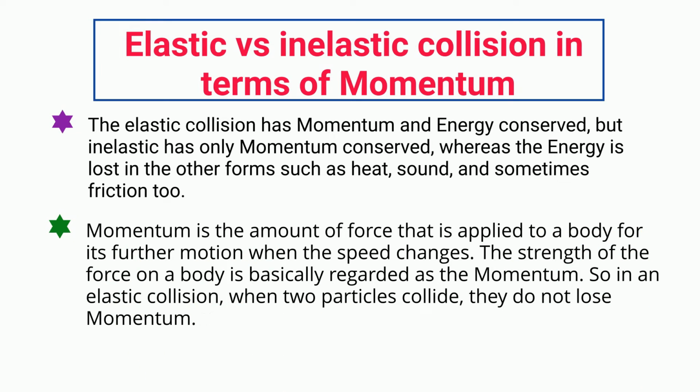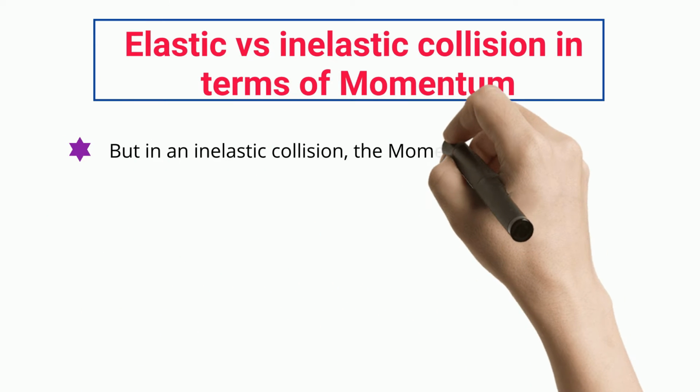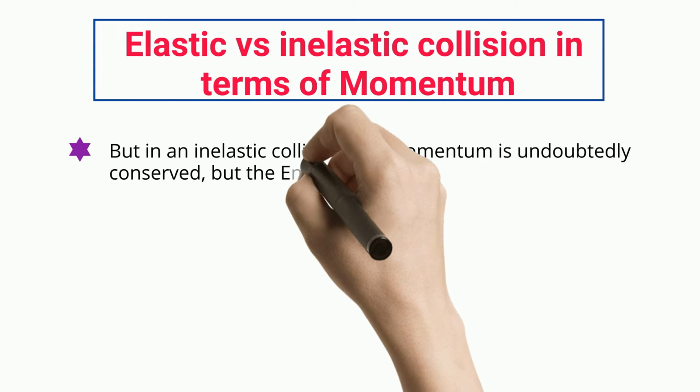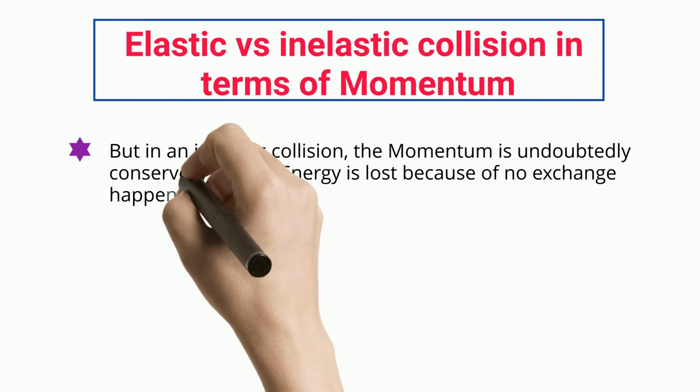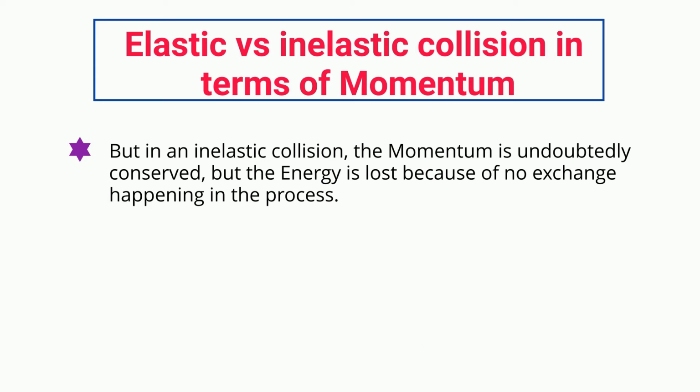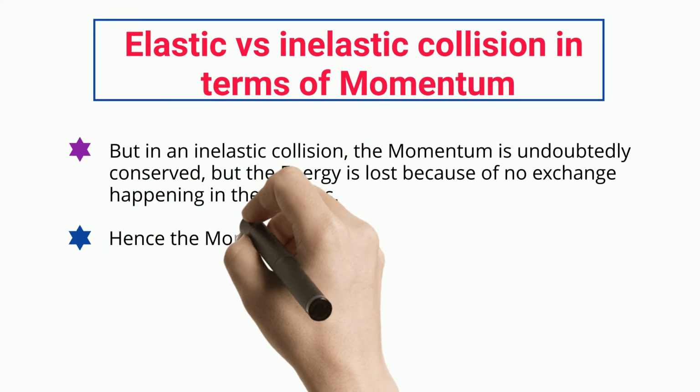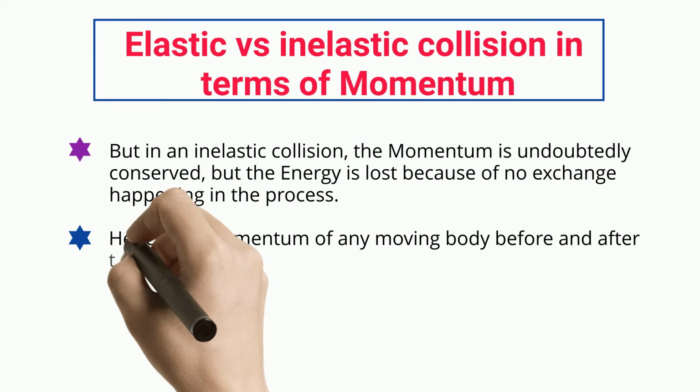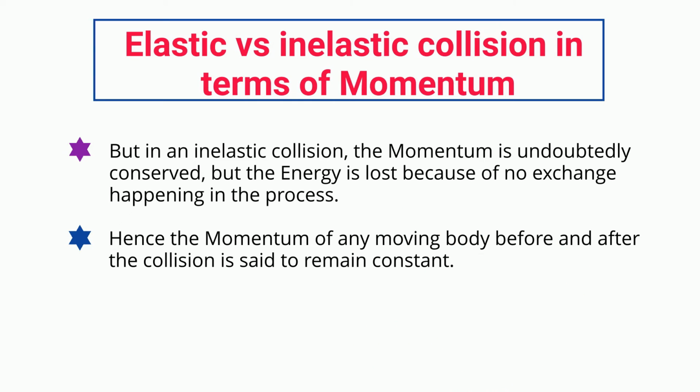So in an elastic collision, when two particles collide, they do not lose momentum. But in an inelastic collision, the momentum is undoubtedly conserved, but the energy is lost because of no exchange happening in the process. Hence, the momentum of any moving body before and after the collision is said to remain constant.